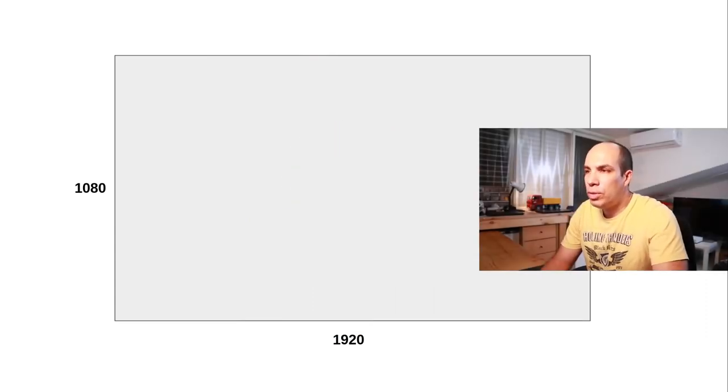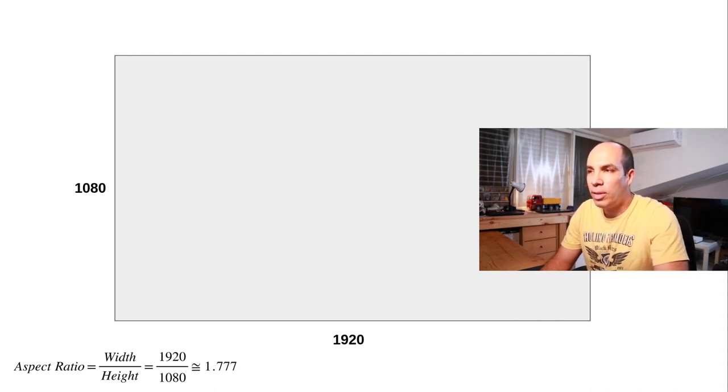Let's build a solution using an example. Here we see a standard HD window with a width of 1920 and the height is 1080. We calculate the aspect ratio by dividing the width by the height. So in this case, we get about 1.777 or something like that.